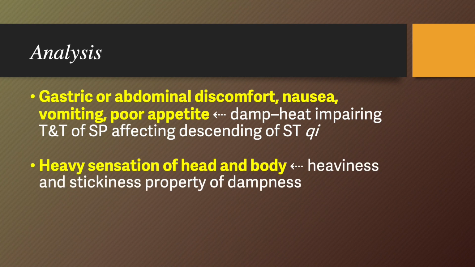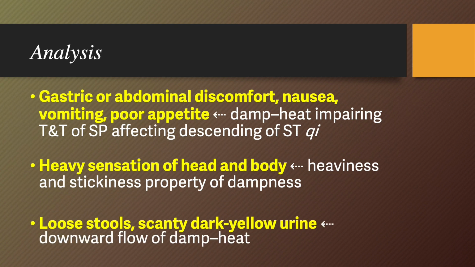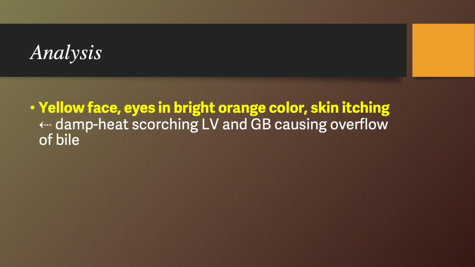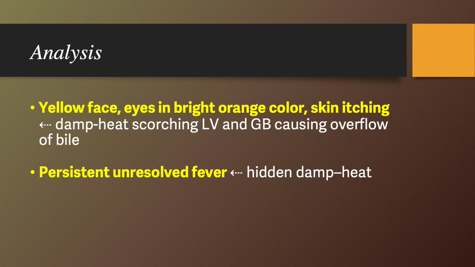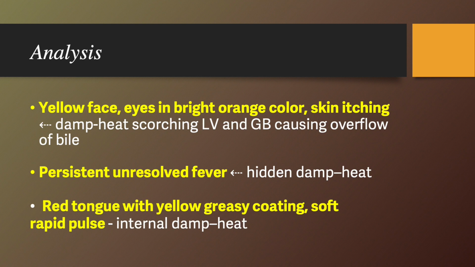Dampness has the property of heaviness and stickiness, causing a heavy sensation of the head and body. Downward flow of damp heat may cause loose stools and scanty, dark yellow urine. Damp heat scorching the liver and gallbladder may cause overflow of bile, resulting in yellow face and eyes in a bright orange color and skin itching. Hidden damp heat may cause persistent unresolved fever. A red tongue with a yellow greasy coating and a soft rapid pulse are typical signs of internal damp heat.